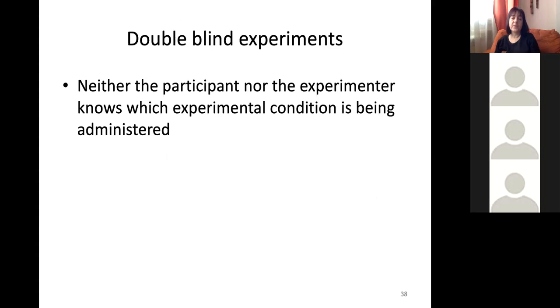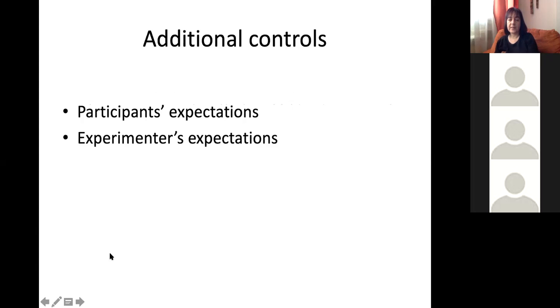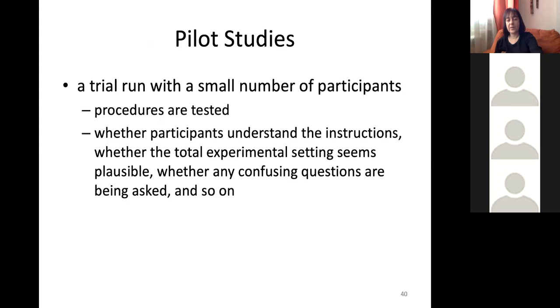It is done, as I said, using computers, in which the computer randomly presents the experimental condition, or by using two experimenters. One is, let's say, pouring the drinks in unlabeled cups and just putting some codes on the cups, and the other experimenter is administering the study. And those participants' expectations and experimenter expectations should be really controlled for, because they could bias your results a lot.